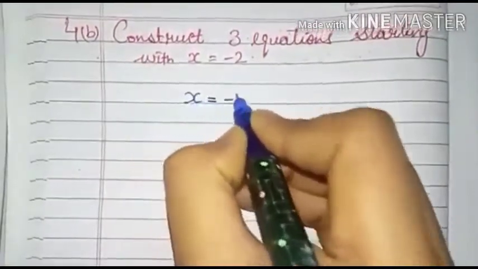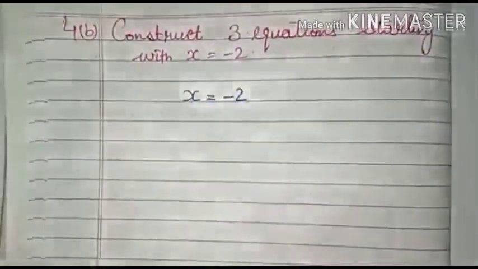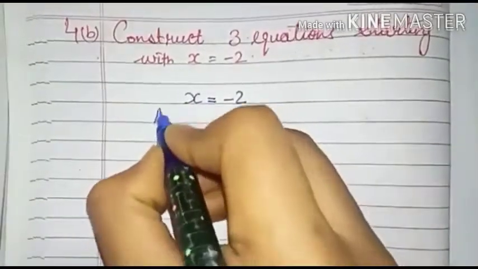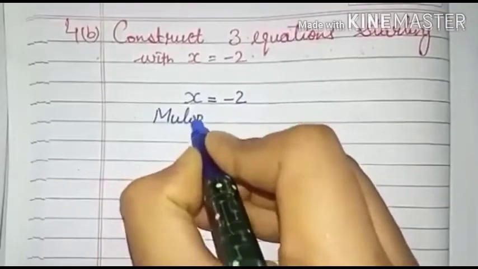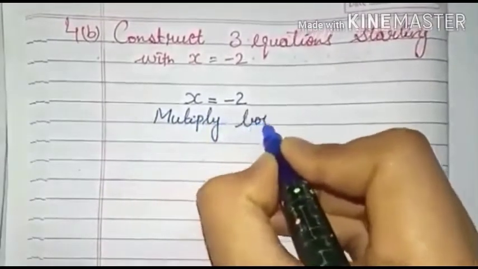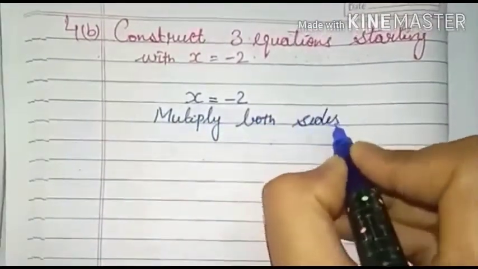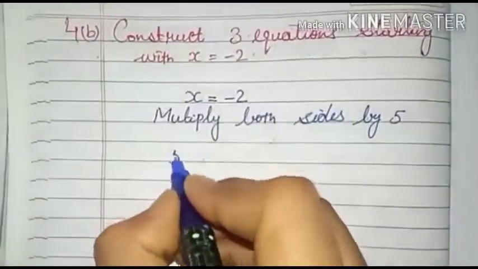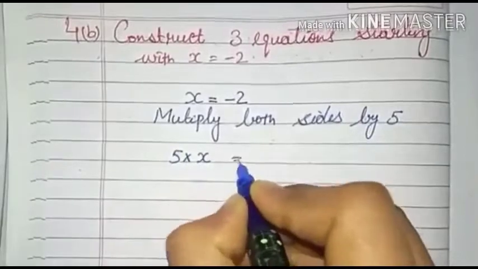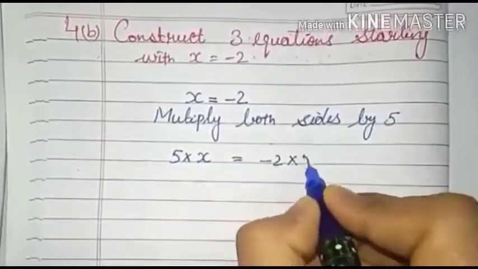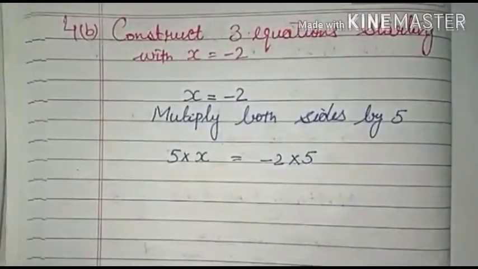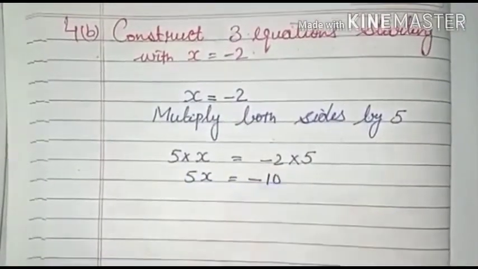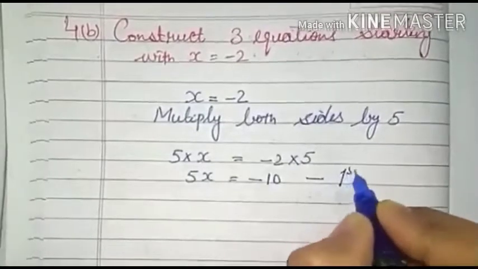So again, x is equal to minus 2 is given, and I am going to first multiply both sides by 5. So here it will be 5 into x on the left hand side, and on the right hand side it will be minus 2 into 5. So 5x is equal to minus 10. It's our first equation.